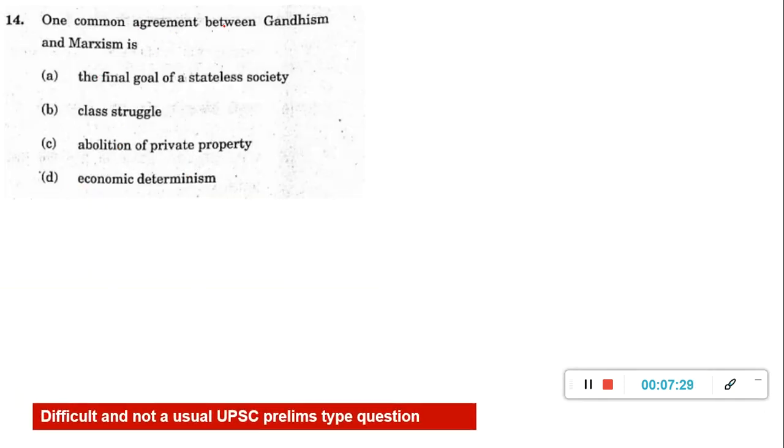Now, one common agreement between Gandhism and Marxism. This is a very unusual question of UPSC because Marx-related things are not usually asked in prelims. It comes in world history or in international politics, but here they have asked it. And every option is also very difficult, like class struggle, private property abolition, economic determinism, stateless society. It looks like Gandhi also and Marxism also told it, so you cannot solve it. Unfortunately we also did not teach you this because we were not expecting such a question in prelims. But this time we will add it.